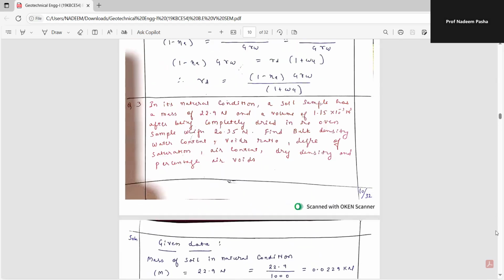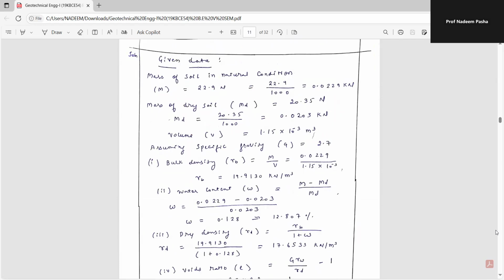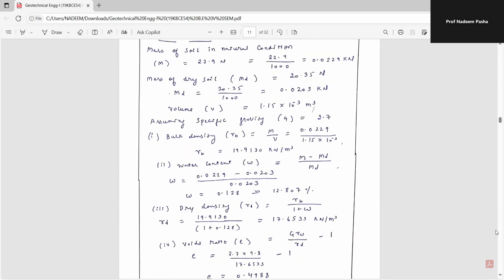So mass of soil in its natural condition M is 22.9 Newton, 22.9 divided by 1000. It comes out to be 0.0229 kilonewton. Mass of dry soil sample Md is equal to 20.35 Newton. So here Md is equal to 20.35 divided by 1000. So it comes out to be 0.0203 kilonewton. Volume V is equal to 1.15 into 10 raised to minus 3 meter cube. Specific gravity G is equal to 2.7.